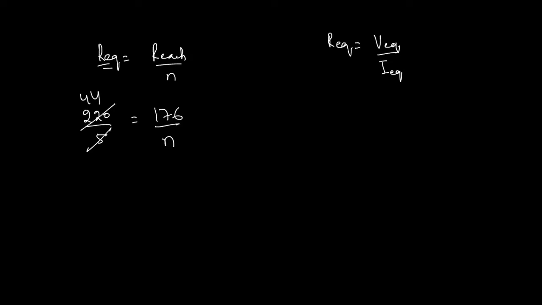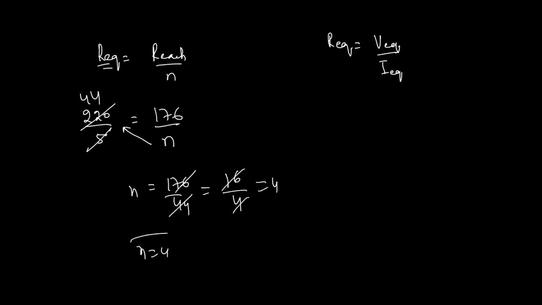So when you divide it you will get 4, and when you get this, N goes to that side and this 44 comes down. You will get 176 upon 44 is equal to N. You divide it by 11, you will get 4 upon 11 ones are 11, 16, but you will get 4. So N is equal to 4. Got it? Yes, sir.